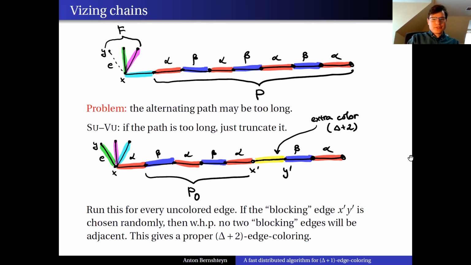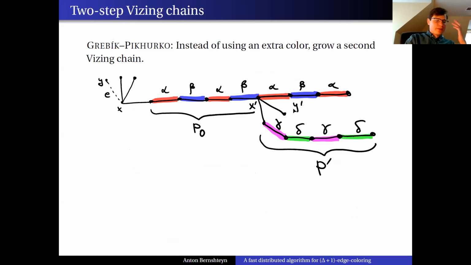And neither could Grebek and Pihurko in their work on measurable Vizing theorem do that, because they also only had delta plus one colors to work with. So their idea was, well, if we cannot use an extra color for the uncolored edge, we know how to deal with uncolored edges. You have to build a Vizing chain on it. You have to build a fan and an alternating path. So let's just do it again. Let's build a second fan and a second alternating path. So we have a second Vizing chain.